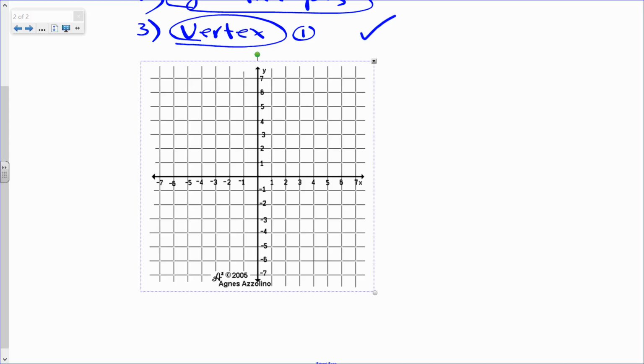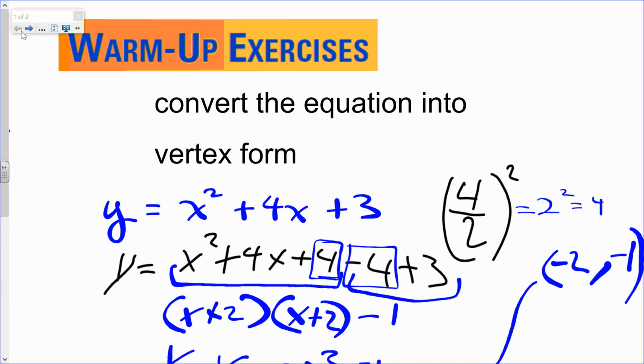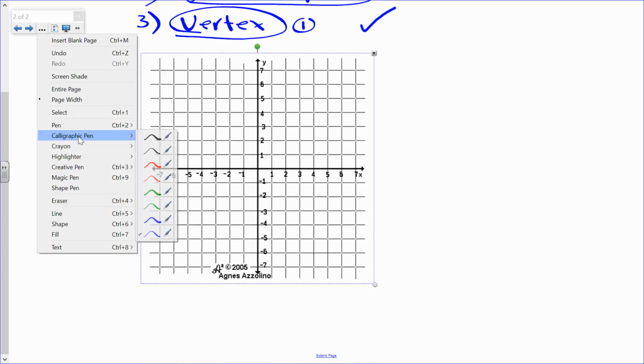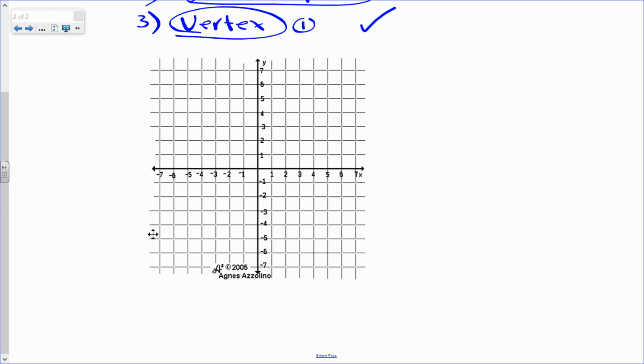So let's go ahead and plot that vertex. That vertex was -2, -1, I believe. Let's plot that together. -2, -1. What's the vertex? I can't remember. Yeah, -2, -1. Right? That was the vertex. Go ahead and plot that with me. -2 and -1's right there. Beautiful. Cool. All right.